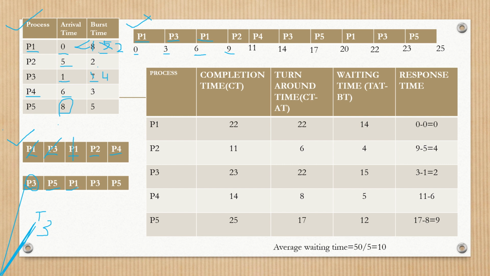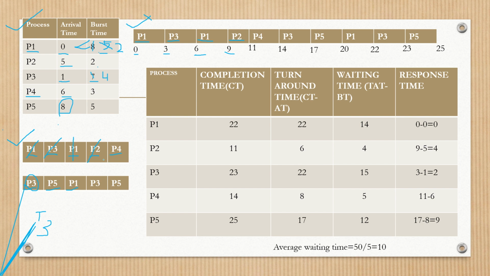Okay, now at time 9, which is our first process in your ready queue? P2. So now we are going to allocate P2 from the ready queue to the CPU. So from 9 it is going to execute process P2. P2 from the ready queue is allocated to the CPU. So again P2 is going to execute.